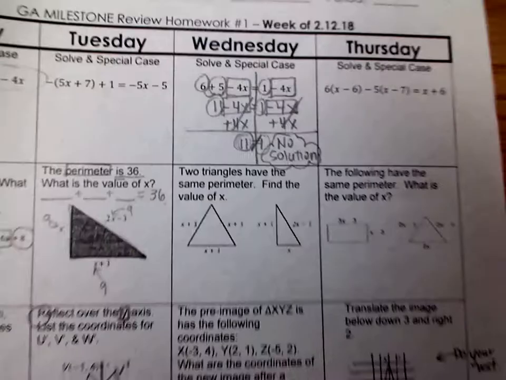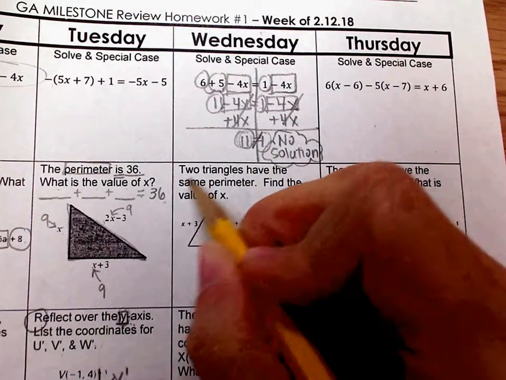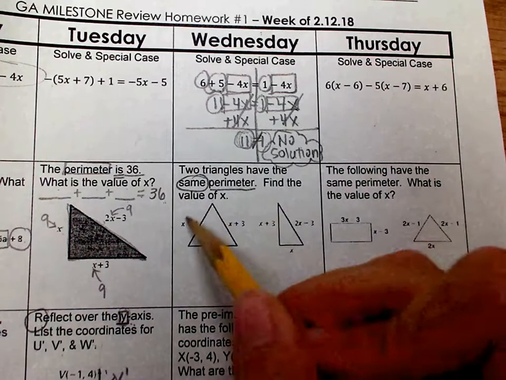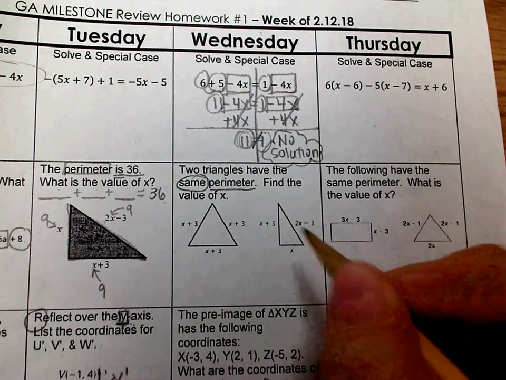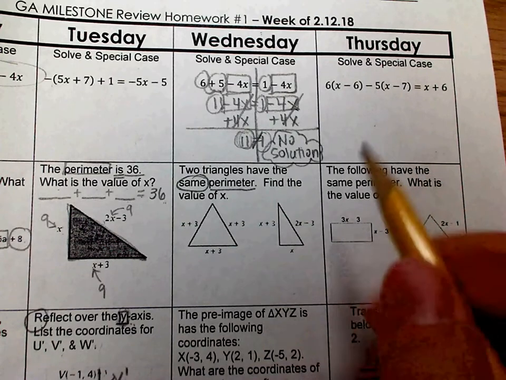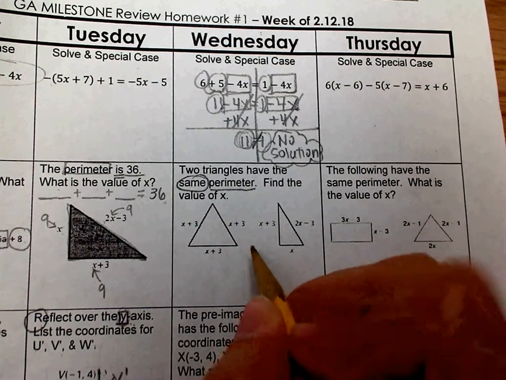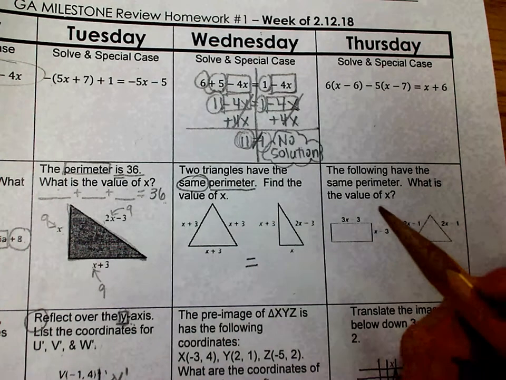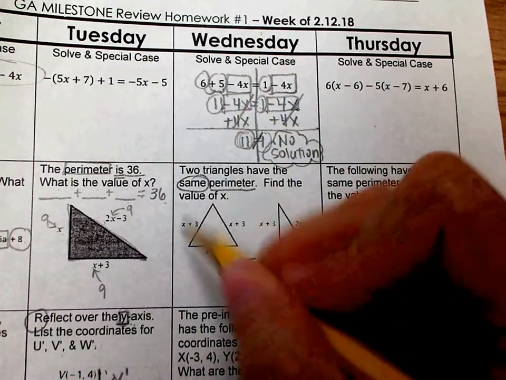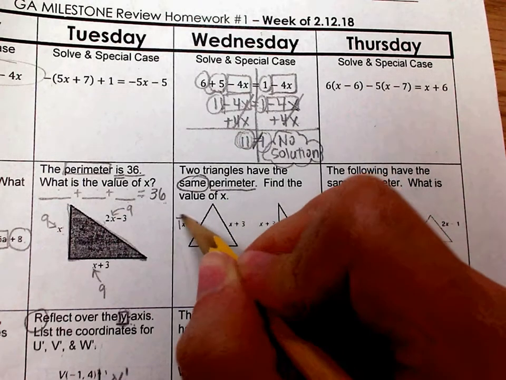Okay, the next box, two triangles have the same perimeter. So that means this side added up equals that side added up. I'm going to go ahead and see if I can fit it all in here because I already see that it'll be a pretty short equation. So I add up all these sides, so I'm going to add up the boxes first.